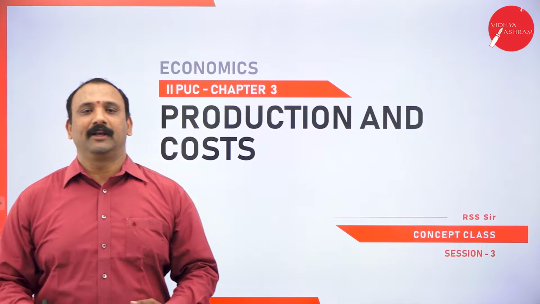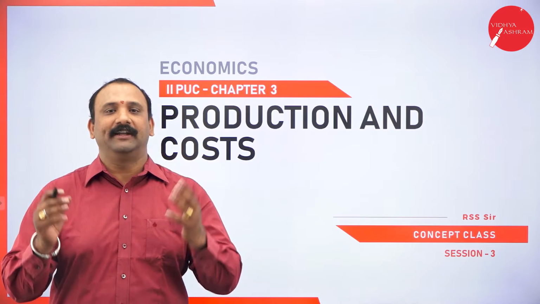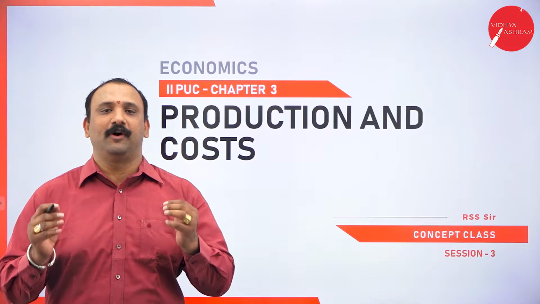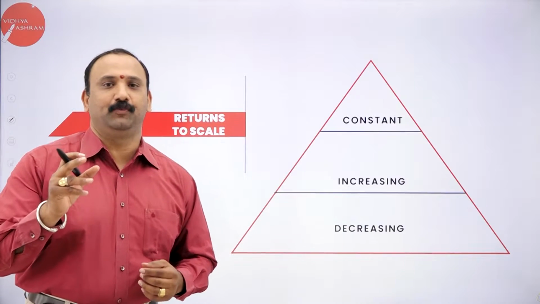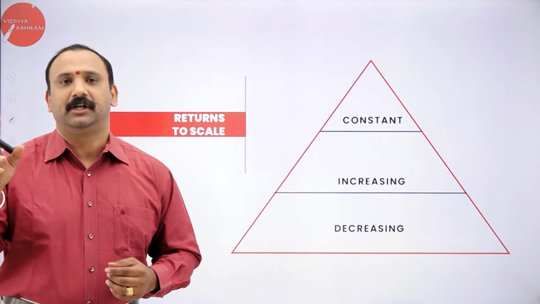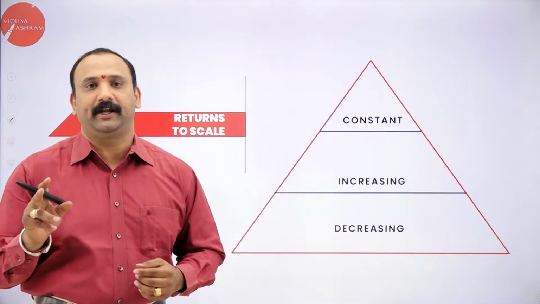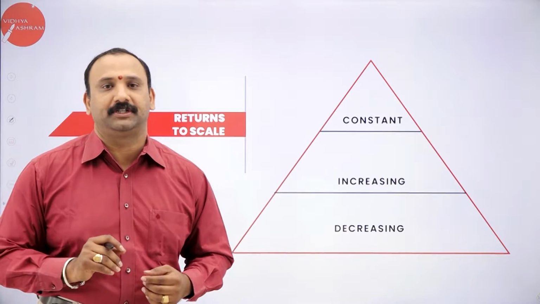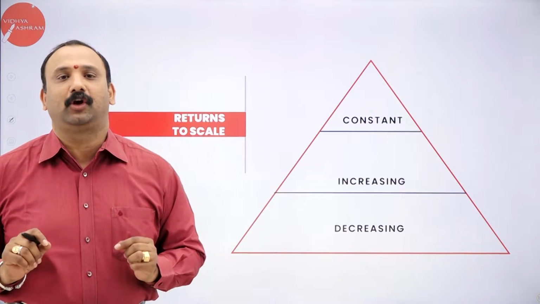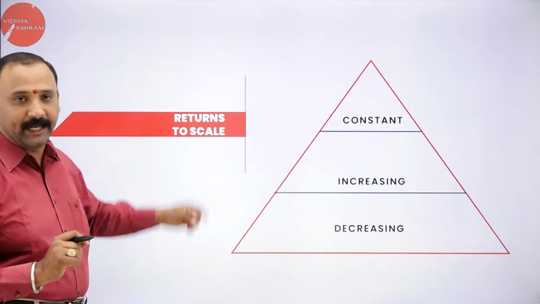Good morning and welcome to the last and final session, that is the third session on production and cost of chapter 3. In the last session, we were talking about the short-run cost, long-run cost, law of diminishing marginal product and law of variable proportions. Now we are going to talk about yet another interesting concept, returns to scale.